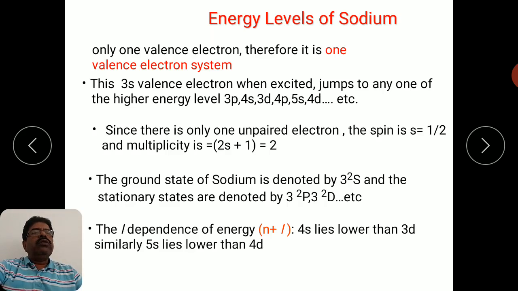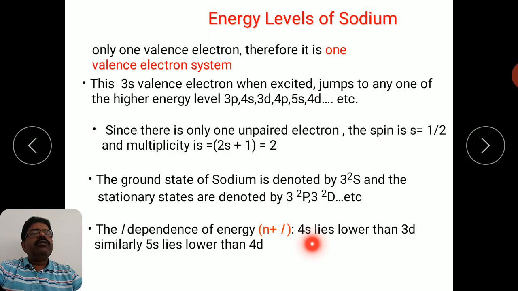So therefore 4s lies lower than 3d. 4s lies lower than 3d. Why? Because if you consider 4s, what is the value of N plus L? For 4s, N is 4. And what is the value of L?